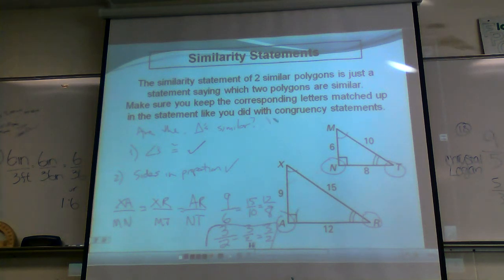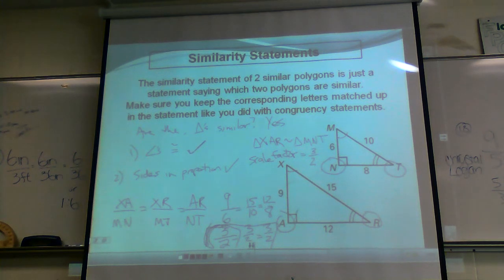Now you go, look, yes, they're similar, and then you would write a similarity statement. I mean, a similarity table. So, like, triangle XAR is similar to triangle MNT. And then according to what we did down here, when we reduced them, I know that the scale factor equals 3 over 2. This is just this number we got down here when we reduced the size. So that process does not change.